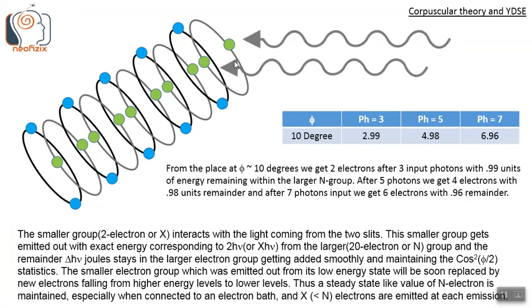So this smaller group of 2 electrons, or X electrons, gets emitted out with exact energy corresponding to 2 h nu, or X h nu. Once the energy is collected, these are the ones which will be emitted out as the photoelectric effect from the 20 electron system. So the remaining 18 electrons remain here. Only these two get emitted out once the energy is collected. So these are the smaller X group of electrons in a larger N group of electrons, or these two electron groups embedded in a 20 electron group.